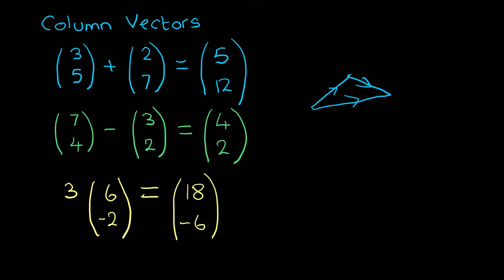And again, just to give you a bit of a visual, in terms of what this would look like if we were doing a diagram, the original 6 minus 2 vector might be that, and then the 18 minus 6 vector is simply 3 times as long, but in the same direction.